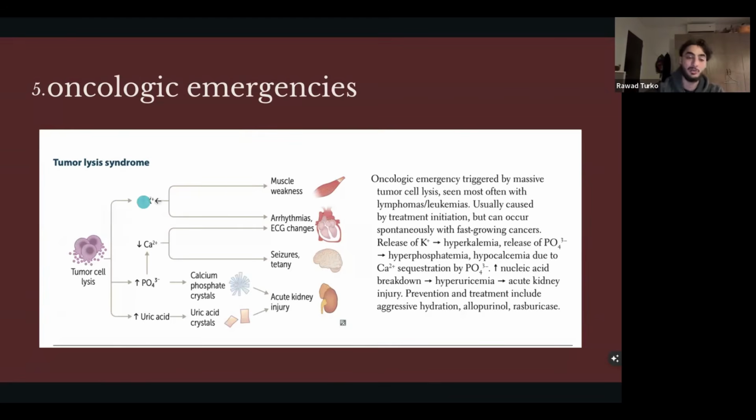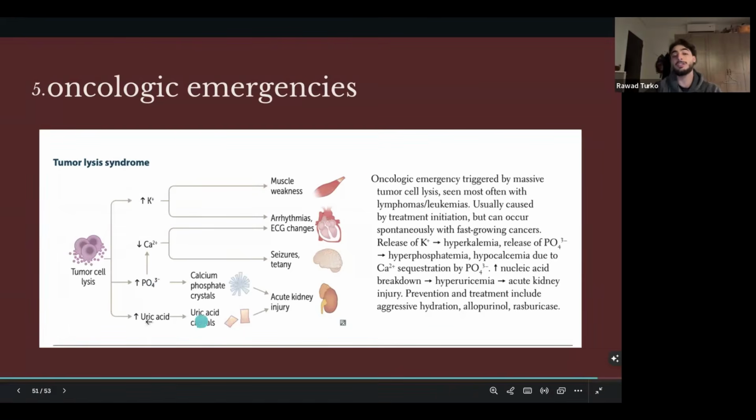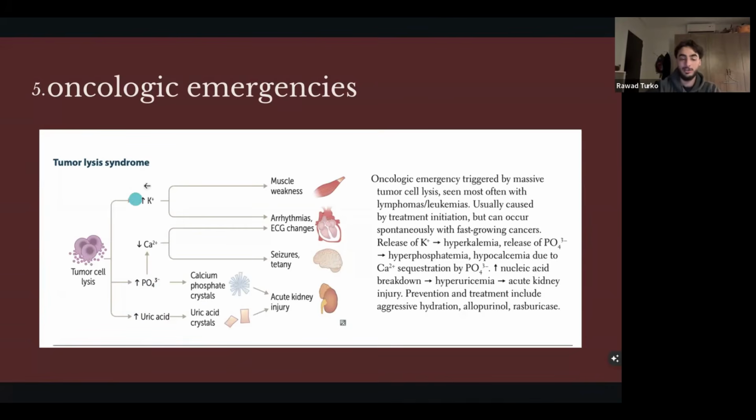So mainly, they're going to release a lot of potassium. They're going to release a lot of phosphates, and they're going to release a lot of uric acid. Obviously, the uric acid and the phosphate are a given, and the potassiums are a given because they're in very, very high concentrations intracellularly. Once you get a lot of phosphates that's released from these cells, all of that phosphate you guys already know from your physiology is going to take up all that calcium, leading to hypocalcemia.